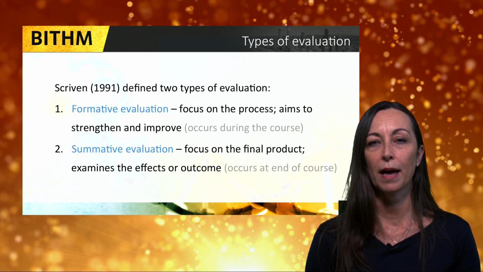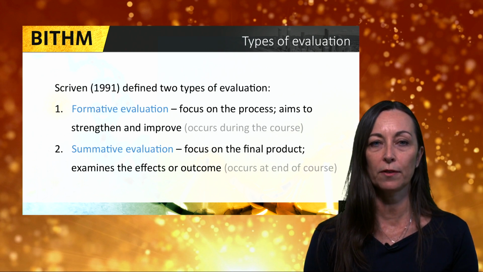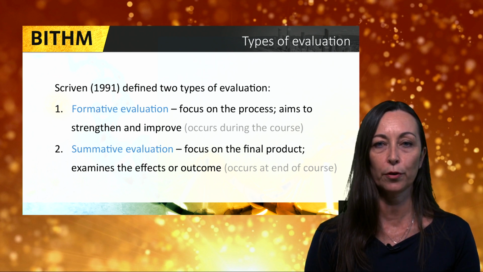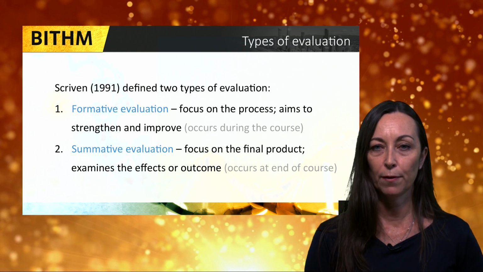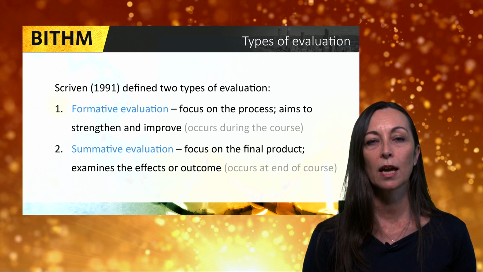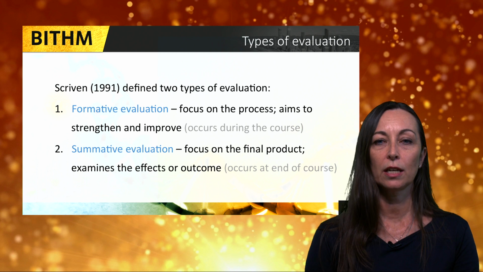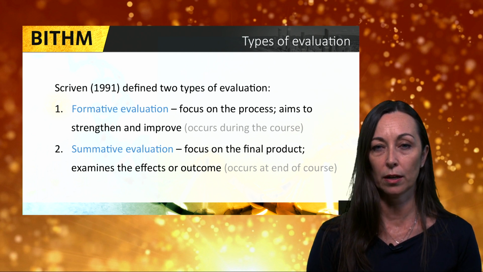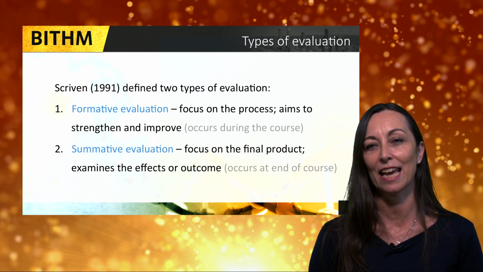So Scriven talks about two types of evaluation, formative and summative. Formative focuses on the process and aims to strengthen and improve. So this is evaluation that's happening during the course. And then summative evaluation focuses on a final product. So it examines the effects or the outcomes. So this usually happens at the end of a course.